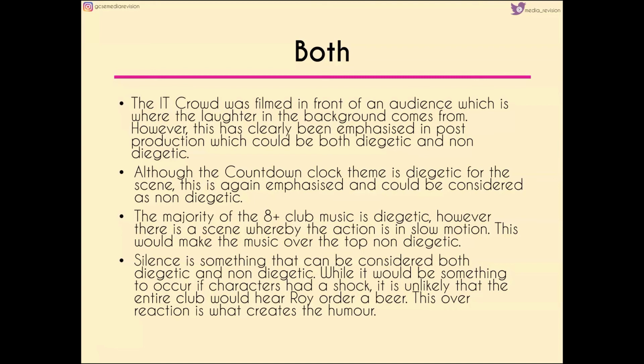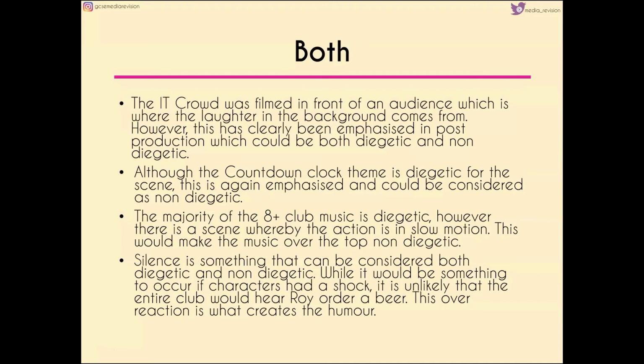Now, although the Countdown clock theme is diegetic for the scene, we would expect that within the Countdown studio. Again, it's emphasised, so it could be considered non-diegetic. It's also intertextuality as well, and by hearing that theme, it's likely to attract more audiences, so that's part of the reason why the producers would emphasise it, make it louder, make it so that more audiences can access it.